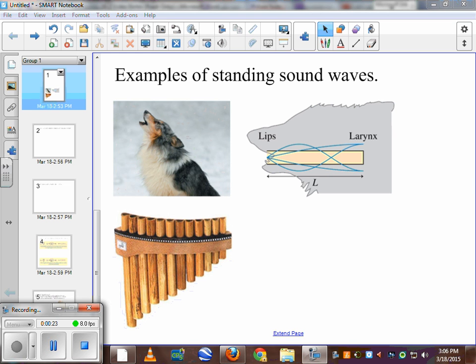Here's a dog howling, and the dog's throat acts like a tube, a closed open-end tube, and so you'll see a couple of different wavelengths here. So the dog can actually resonate at a couple of different frequencies. We'll also see standing waves occur in musical instruments as well.